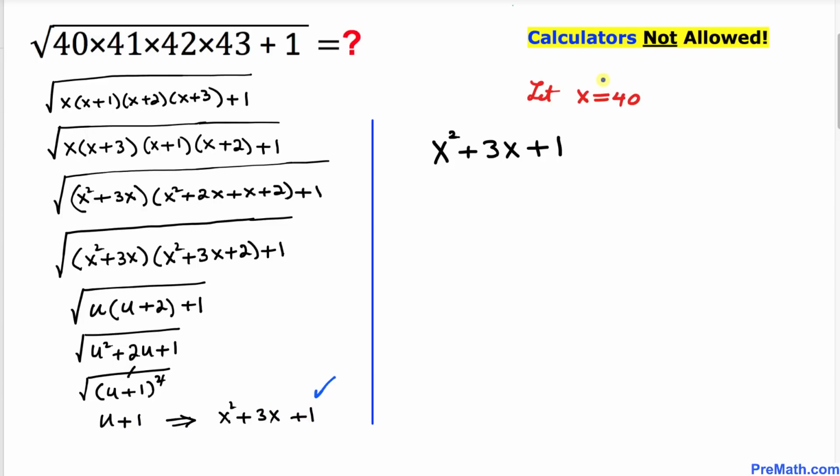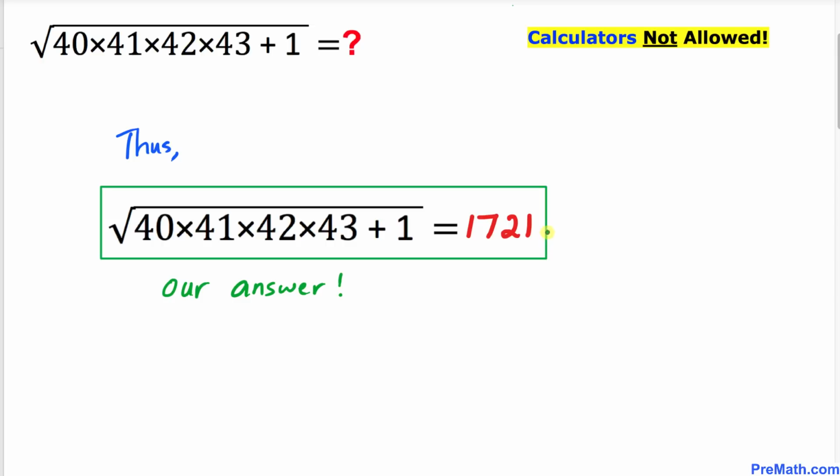And now we know that our x value is 40. So wherever we see x, I am going to replace it by 40. So let's go ahead and plug it in. So 40 squared plus 3 times 40 and then plus 1. 40 squared is the same as 1600, and 3 times 40 is 120, and then plus 1. And if we add everything together, that is going to give us 1721, and that's our answer. So thus our simplified answer turns out to be 1721.